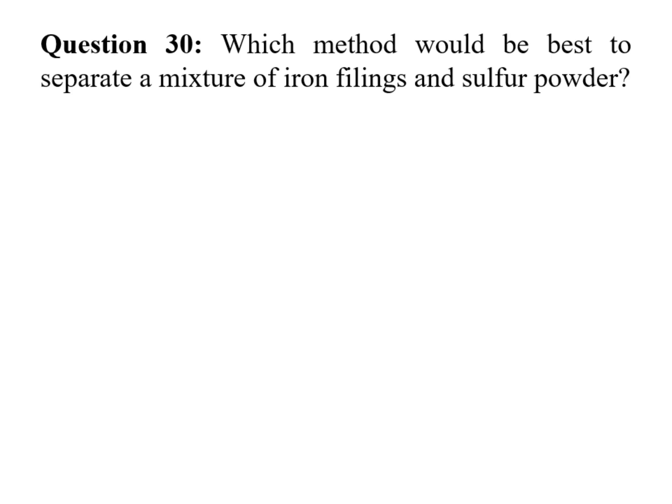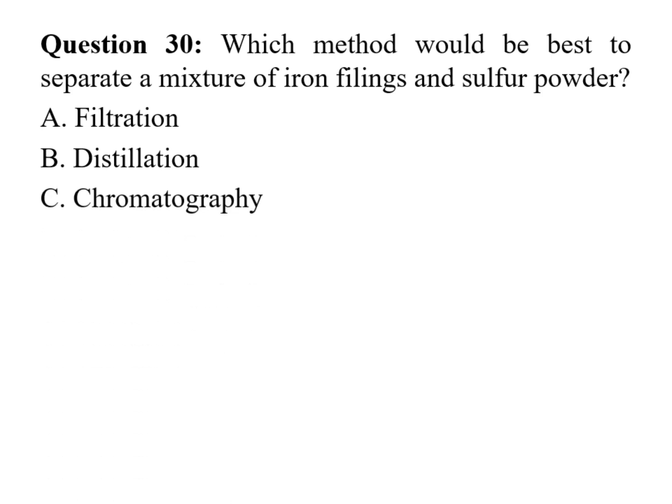Question number 30. Which method would be best to separate a mixture of iron filings and sulfur powder? A. Filtration. B. Distillation. C. Chromatography. D. Magnetism.